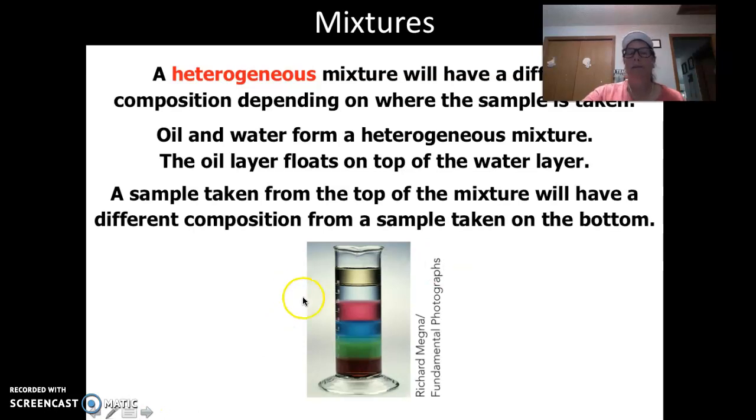Okay, here's an example. What they did is they put different things together and then they put food coloring in them. Here's your oil on top. This might be some sort of alcohol. You know, they put different food colors in each and then they all form their different layers. Okay, a sample taken from the top of the mixture would have a different composition, because this would be your oil, than if you went down here. Okay, so if it's different in different places, it's a heterogeneous mixture. If it's the same throughout, it's a homogeneous mixture, or another name for it would be a solution. Okay, a solution is a well-mixed mixture.